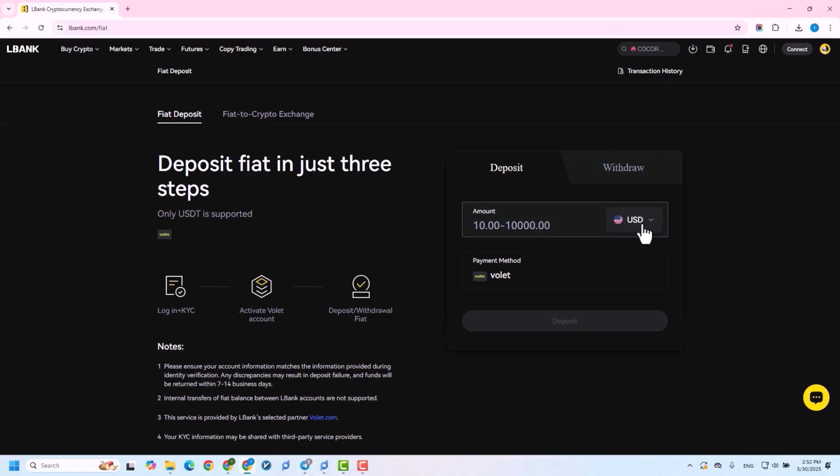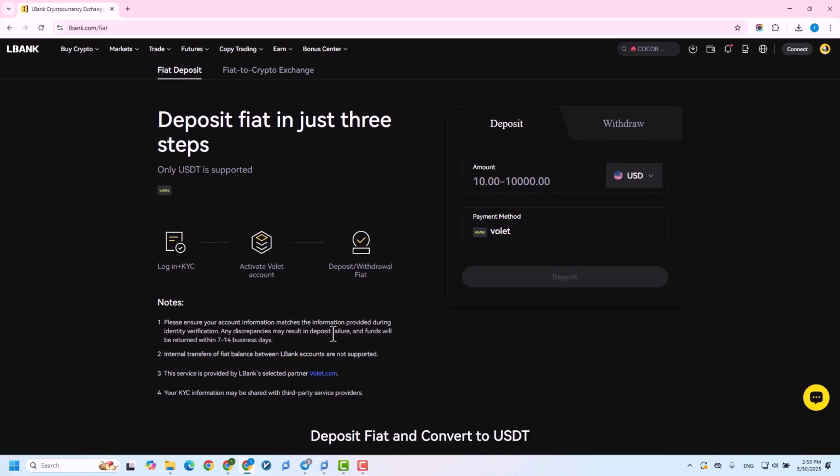For example, we choose USD as the fiat currency you want to deposit, and currently, the only available option is Wallet, which is used as the intermediary payment service. And finally, after completing the information, you start the deposit process by clicking the Deposit button. The important and essential points explained to you in this section are to make sure that your account information matches the information you provided during identity verification.